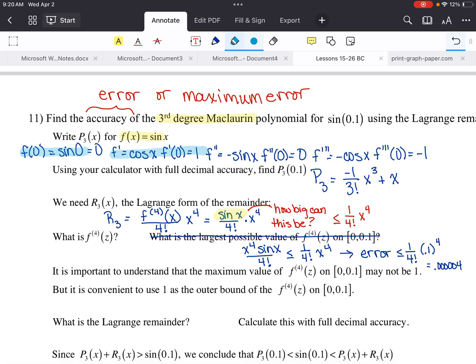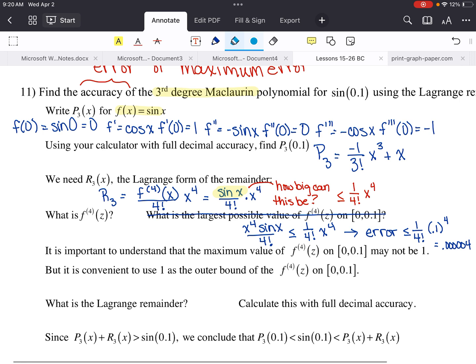So I found all my derivatives, and then I write my equation. The third one over 3 factorial x to the third. The second one was 0, so none of that. Plus the first one over 1 factorial x to the first, and my constant was 0, so that's not there either. So my P3, my Taylor polynomial, Maclaurin polynomial, third degree, is negative 1 over 3 factorial x cubed plus x. So where does the remainder come from?